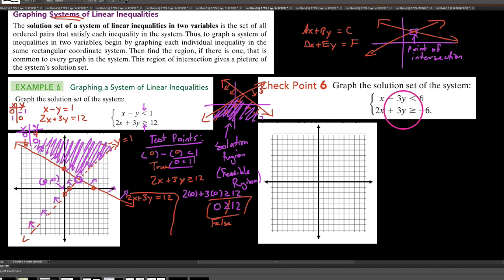So what I want you to do is graph both of these as if they're equations, and then make sure you label them, but go back and test some points and find the common region where they shade together, or our solution region. So we say solution region, or our feasible region, is this point where the arrows all shade together.